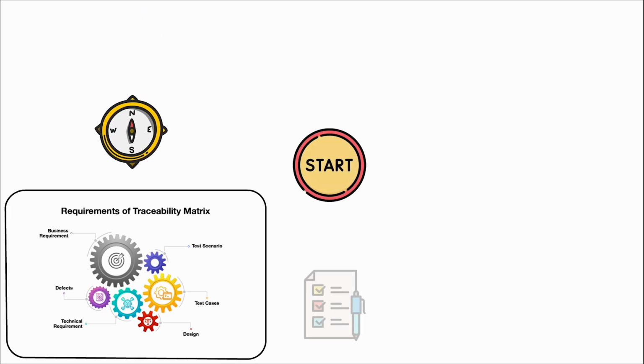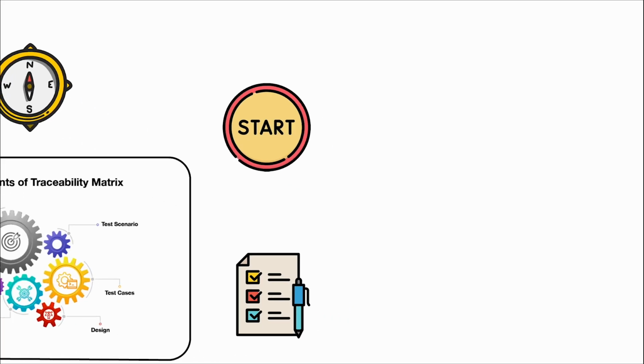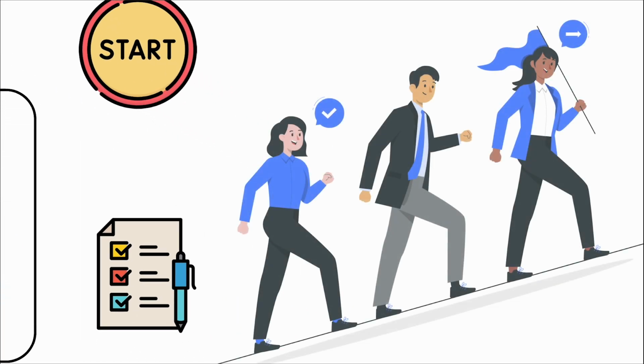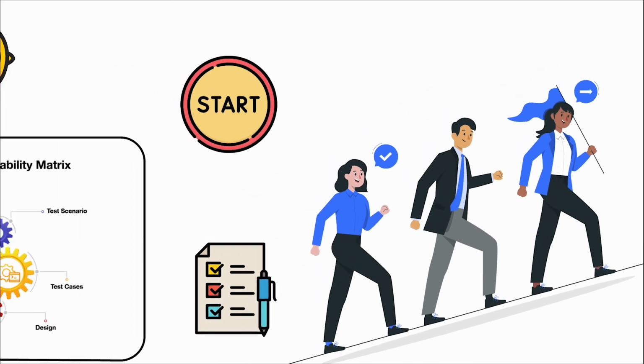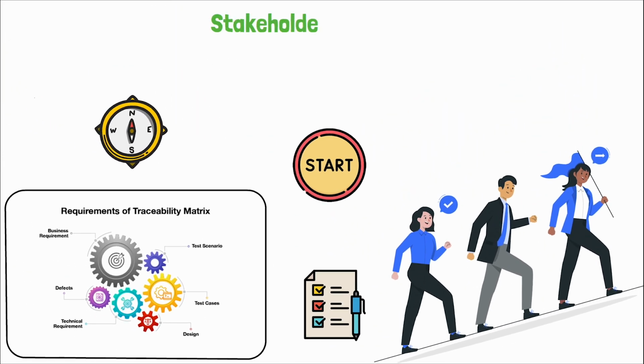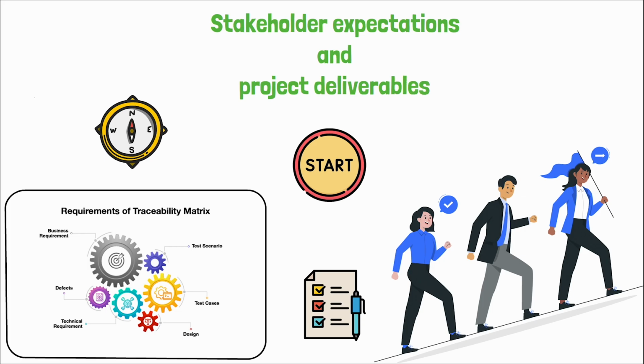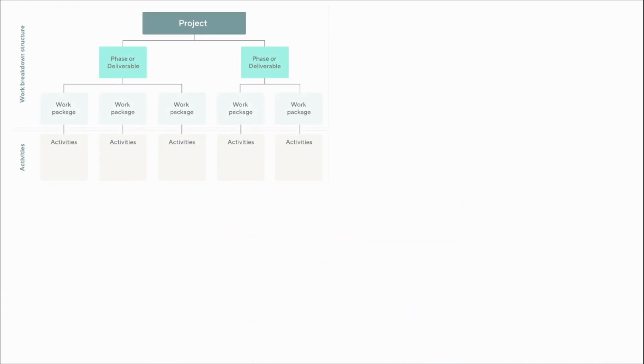As we plot this course, we introduce the requirements traceability matrix, a tool as vital as a compass. It allows us to track each requirement from its origin through to the final deliverable. This matrix is our assurance that we do not stray from our intended path, maintaining a clear linkage between stakeholder expectations and project deliverables.